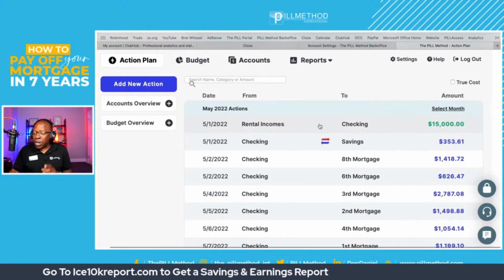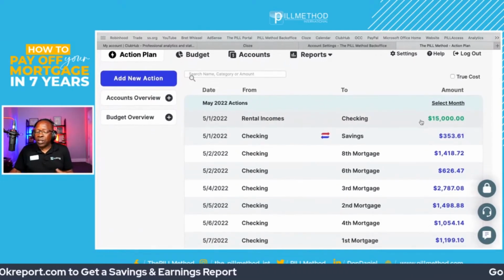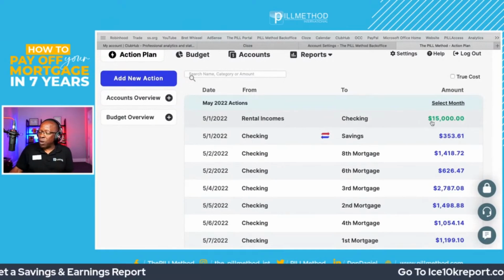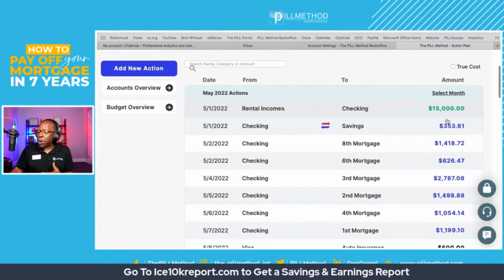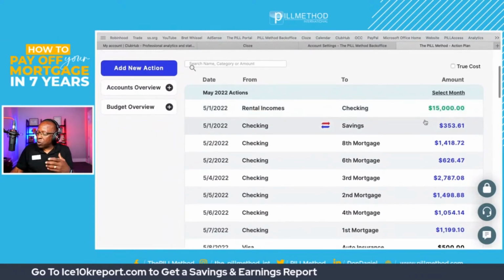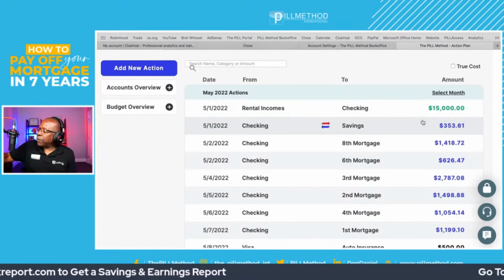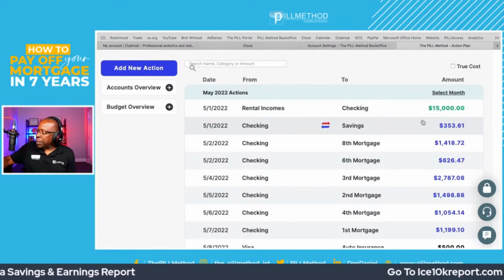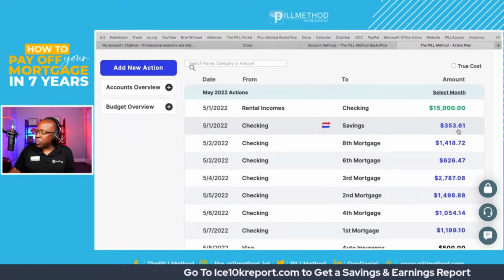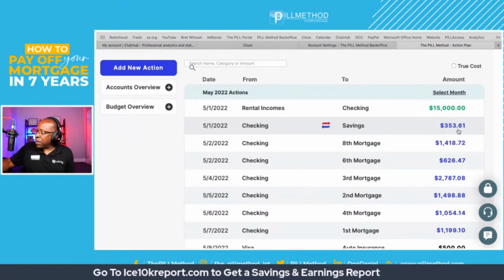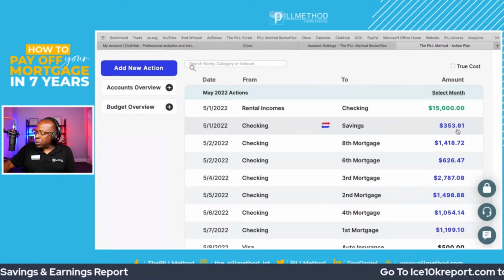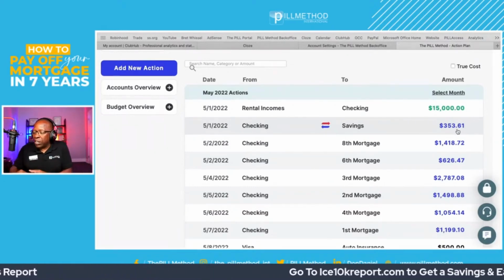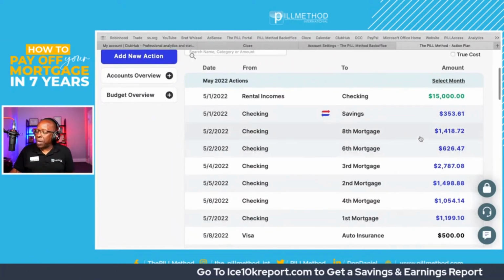Now, look, we're starting out in May, and here's how much they're bringing in rents each month: $15,000. Okay. And then as they're bringing in that money, the program says, out of that, based on what you have to pay, $353.61 goes into your savings account. So the program is asking John and Rebecca Jones to put that money in their savings account, and then they pay the mortgage.